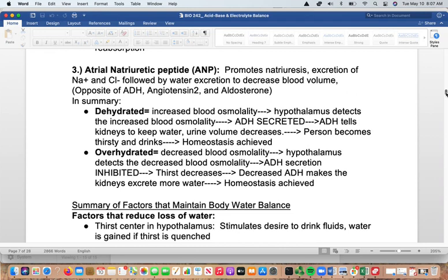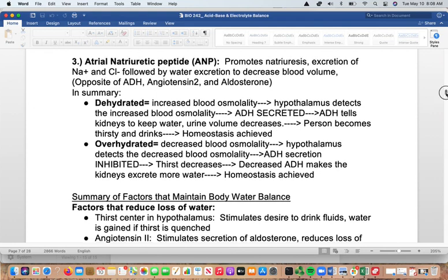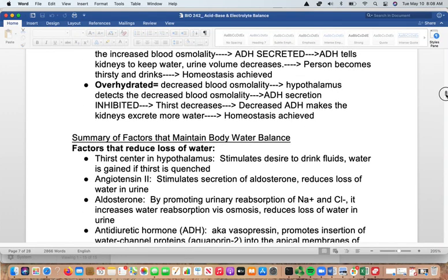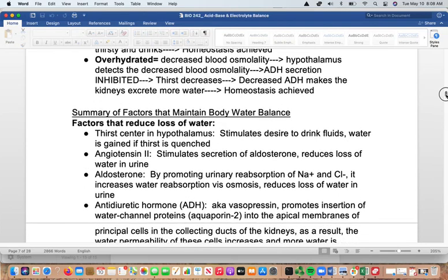So when you're dehydrated, this will be detected by the hypothalamus. ADH is secreted, and it's going to tell you to increase the blood volume by keeping more water from the kidneys. It will also make you thirsty to take in more water to get to homeostasis. If a person is overhydrated, the hypothalamus will detect this and inhibit ADH, so you're less thirsty, and the kidneys will excrete more water.